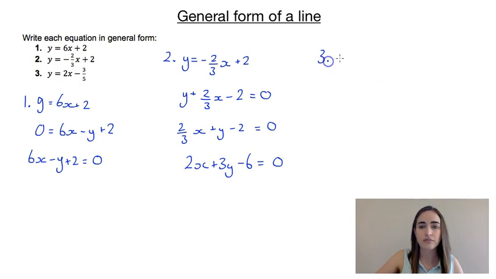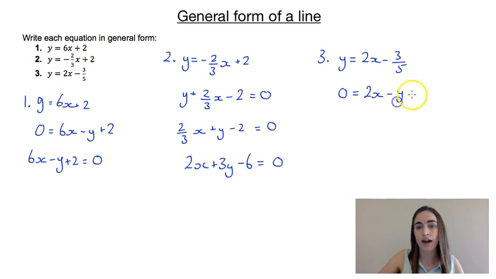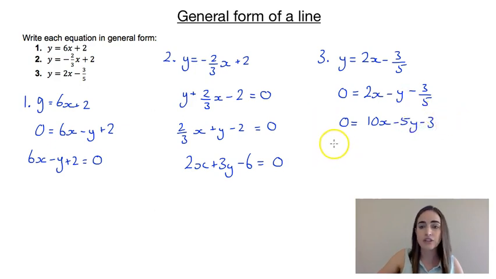For question 3, we've got y equals 2x minus 3 over 5. Now again, our 2x is already positive, so we're going to move our y over to the right-hand side. So I'm going to end up with 0 equals 2x minus y minus 3/5. Now we don't want any fractions, so I'm going to multiply everything by 5. So I'm going to have 0 equals 10x minus 5y minus 3. And then we usually rewrite it to 10x minus 5y minus 3 is equal to 0. All right, so that's going from gradient intercept into general form.